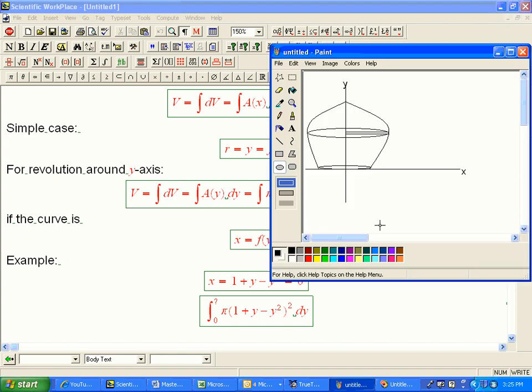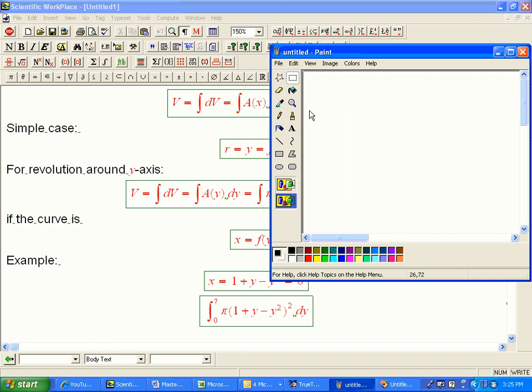But let's look at one more case, which is if I don't actually have exactly a disk coming out. So let's erase this. Actually, I'm just going to start over. So here's the x-axis. Here's the y-axis. Suppose I had this situation where I've got one curve up here and another curve down here.